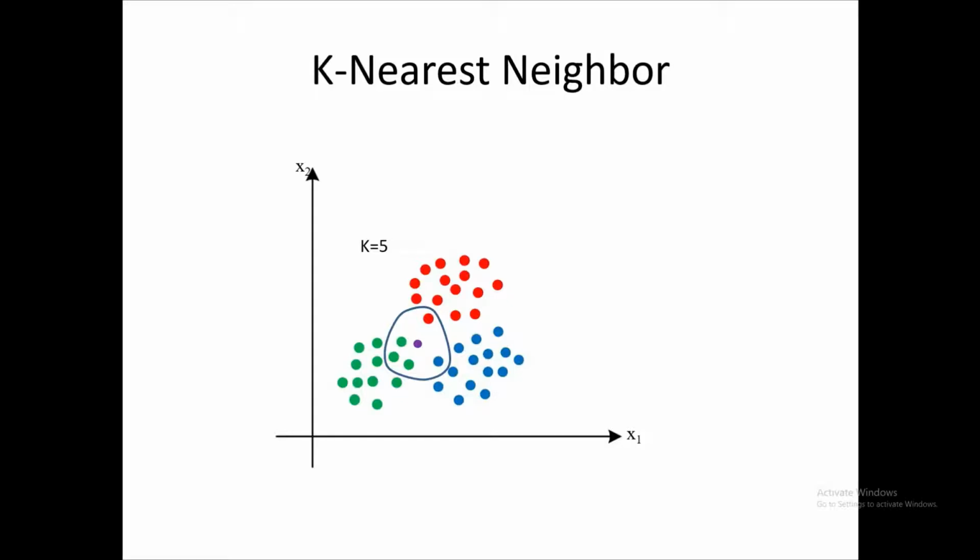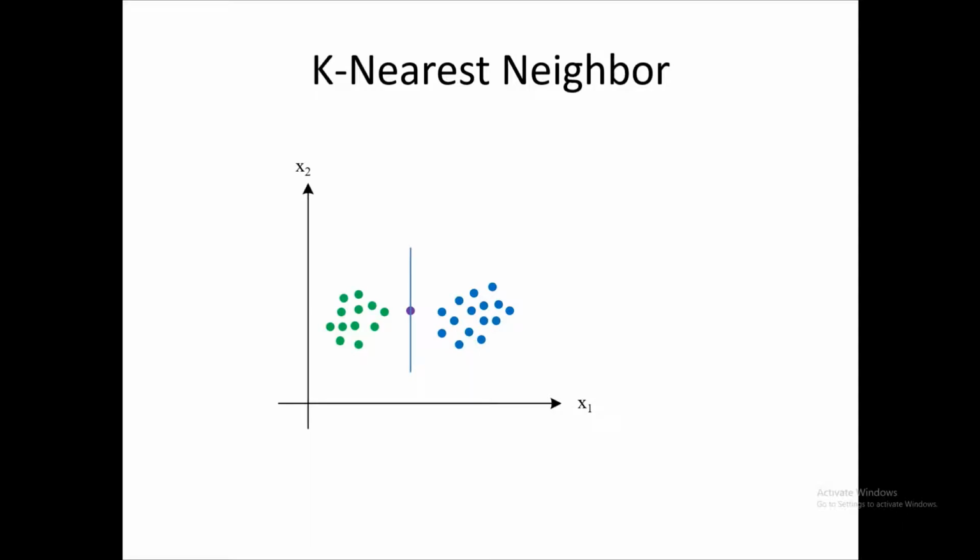Another case is what happens if the new data is right between two categories. In this case, if the value of k is odd, then we can avoid most ties. There's no problem with an odd number of k. But if we still have a tied vote, then we can flip a coin and decide on any one of the labels, or decide not to assign the data any category.